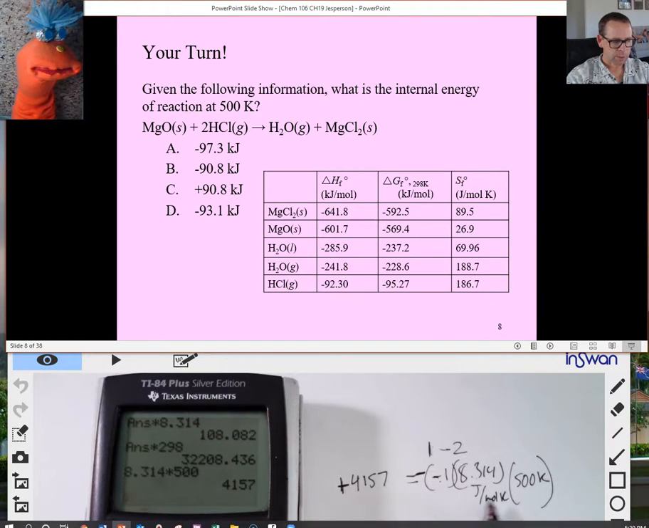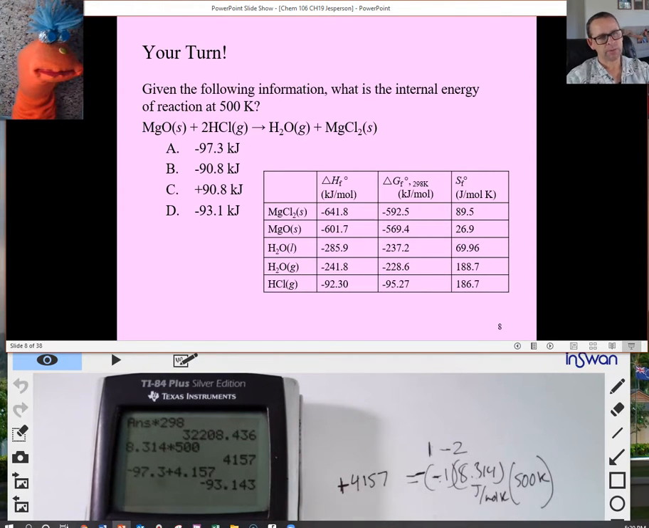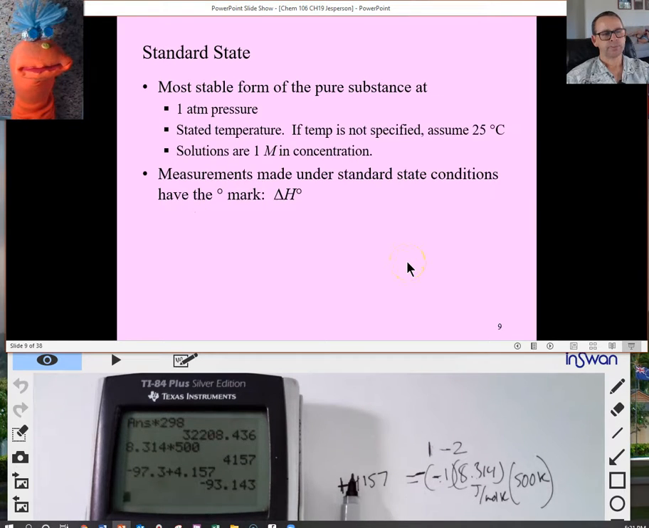All right? So our answer is going to be not the negative 97.3 alone, but negative 97.3 plus 4.157. All right? So our answer is going to be a negative 93.1. That is our internal energy, our delta H? No, delta E. That's right, delta E, because that's the heat energy and the work energy. Okay, good.